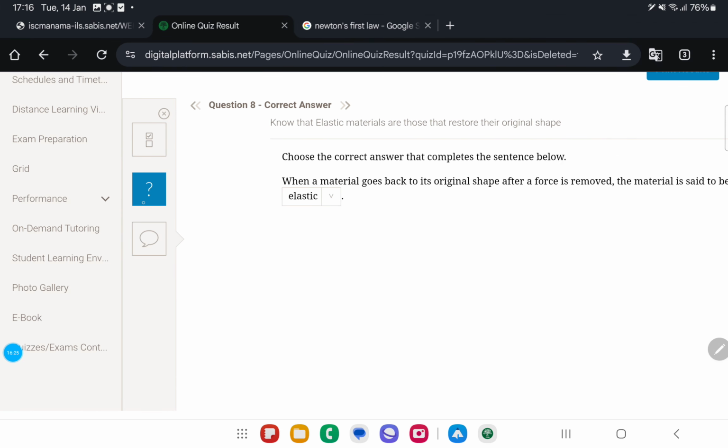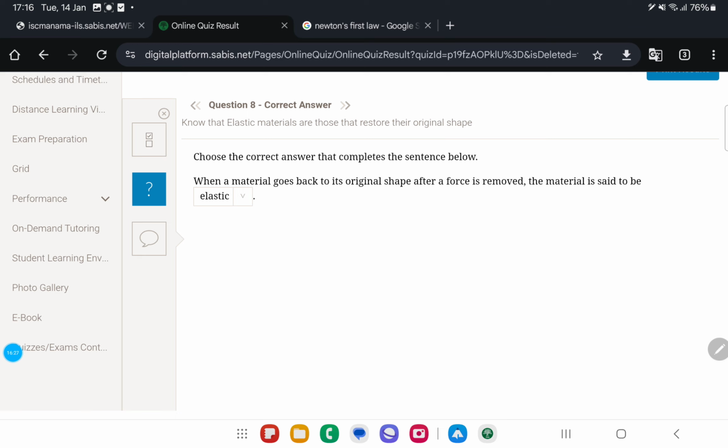Alright, question 8. When a material goes back to its original shape after a force is removed, the material is said to be elastic. Take a rubber band. When you stretch it, and then you let go, it will return back to its circular shape. That's it.